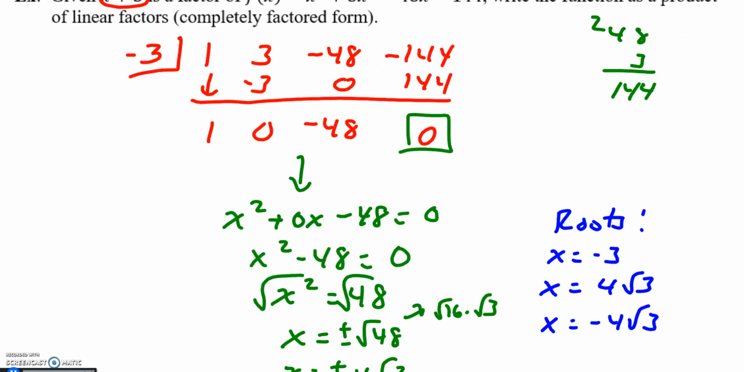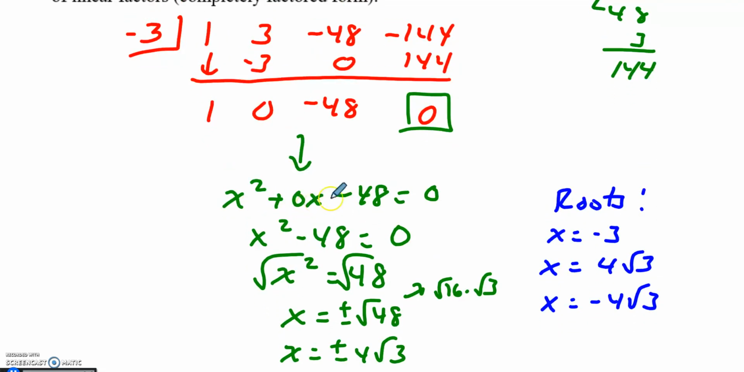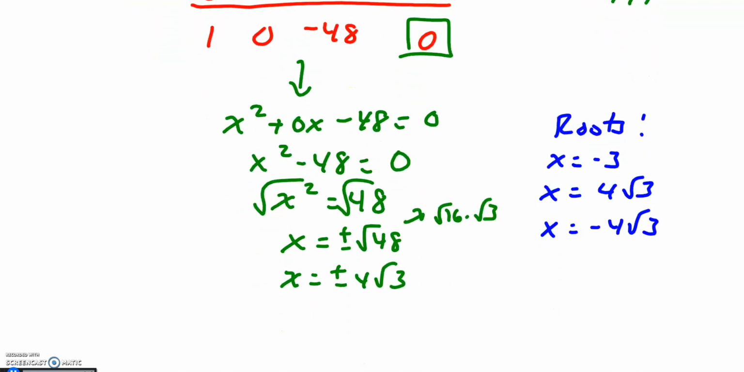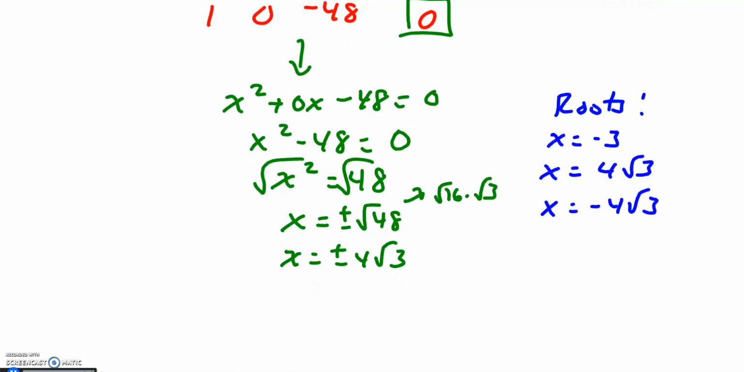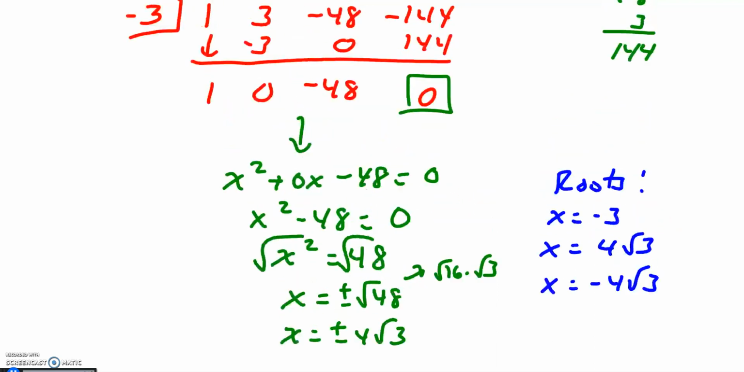Alright guys, feel free to take a minute to look over my work. I first did synthetic division, and when I did, I got a remainder of 0, and I was left with x squared plus 0x minus 48. The 0x is not really there, so I was left with x squared minus 48. I solved using square roots and got my other two roots to be plus or minus 4√3. So my roots right now are -3, positive 4√3, and negative 4√3.